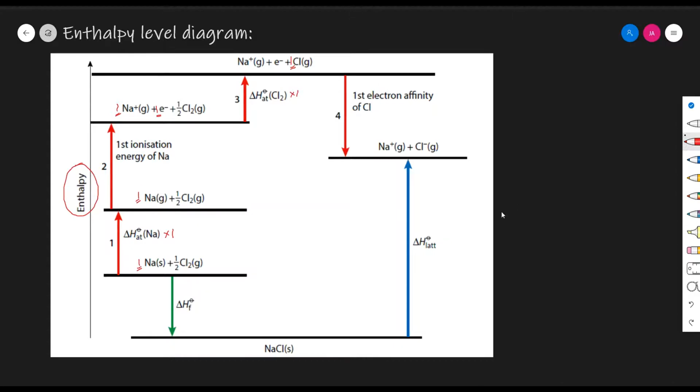This is how you would construct the cycle using an enthalpy level diagram to show endothermic and exothermic processes involved in constructing the Born-Haber cycle.